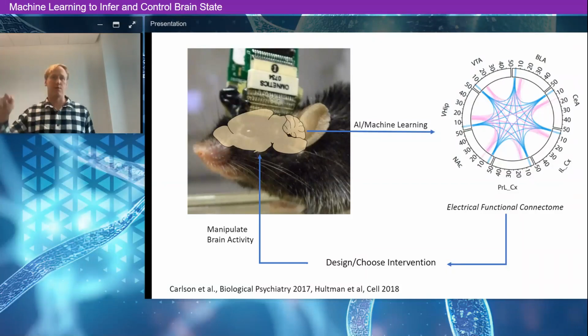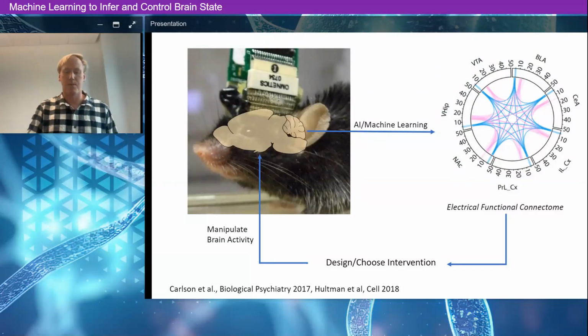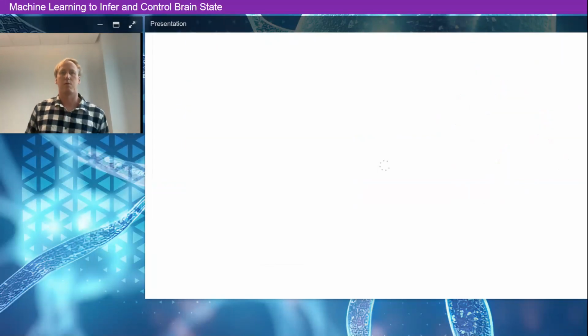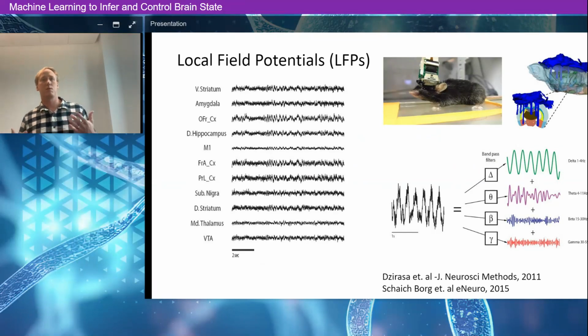So we can do this in a full circle where we can actually use the AI ML to understand and summarize what's going on in the brain. And then we can use it to actually design experiments that we can use to test these hypotheses and directly manipulate the brain activity. So to explain how this works, in the framework that we're using, we're going to be using local field potentials. So these are depth electrodes implanted in a number of different brain regions.